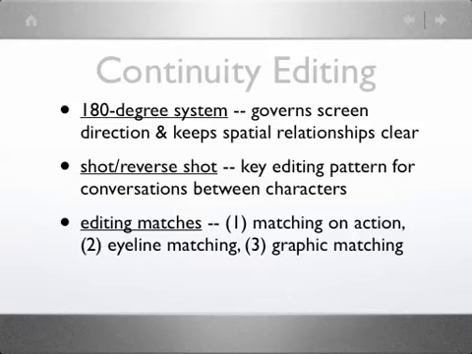So these principles, or these ideas, the 180-degree system, the shot reverse shot editing pattern, and these three different types of editing matches are at the center of and form the core of continuity editing as a system of editing that attempts to make time and space continuous from one shot to another as groups of shots are edited together in a movie.